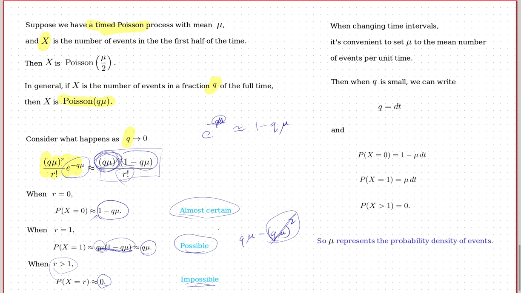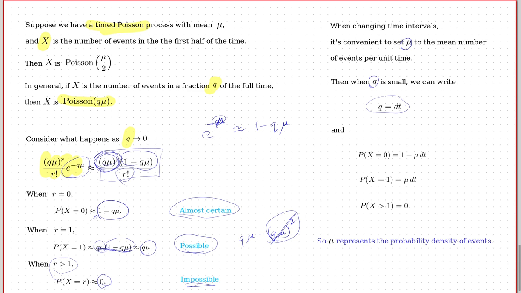If you're going to be changing the time interval for a Poisson process, then it's most convenient to specify mu to be the mean number of events per unit time, right? The mean number of events per 1 second or 1 day, whatever your unit of time is. And that just makes it easier to scale things up, right? And if mu is the number of events per unit time, then q is just a fraction of a unit time, so it's just a small amount of time. It's just an infinitesimal time interval. So we can think of it, in this case, q is just dt.